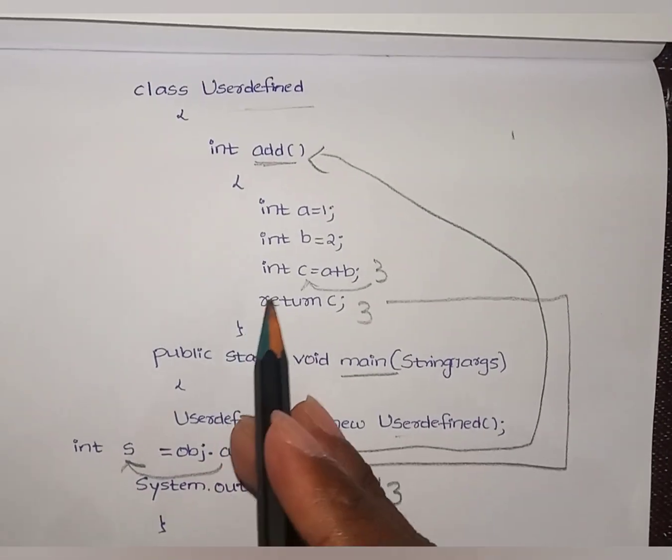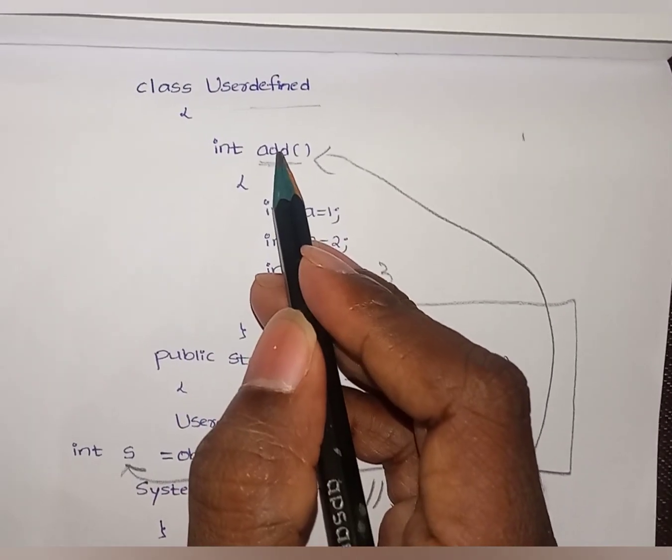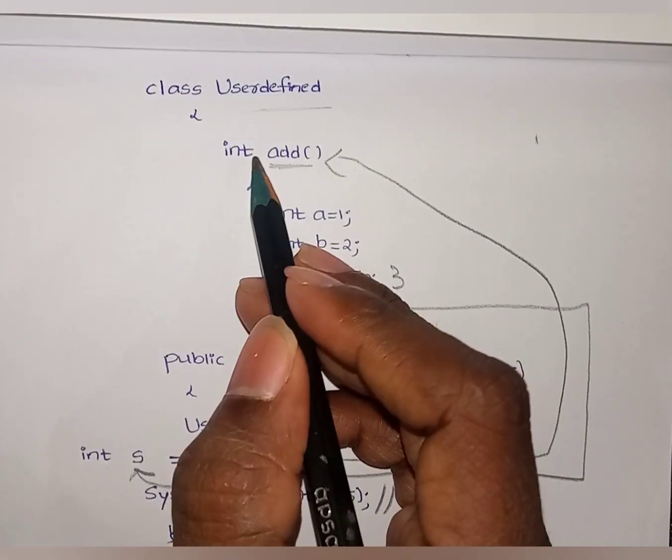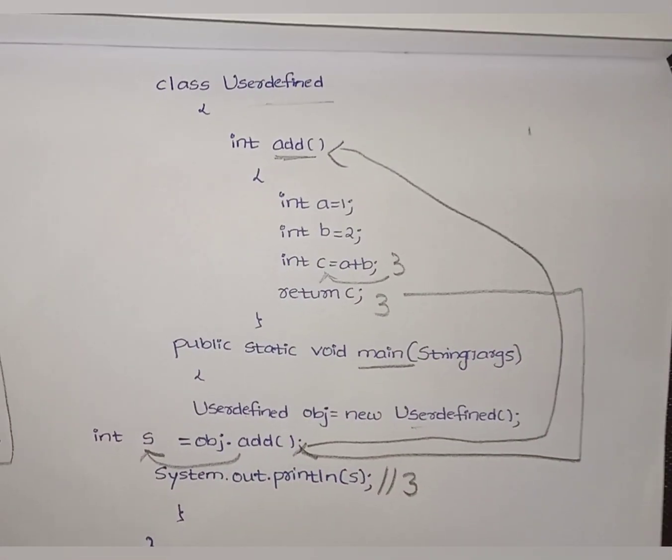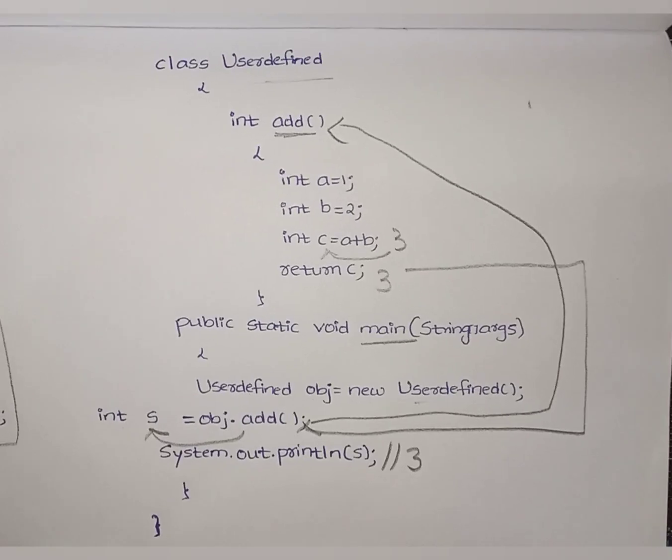So this is about the user defined method having the method name as add and return type as int, and it is a non-static method. This is what user defined methods are in Java.